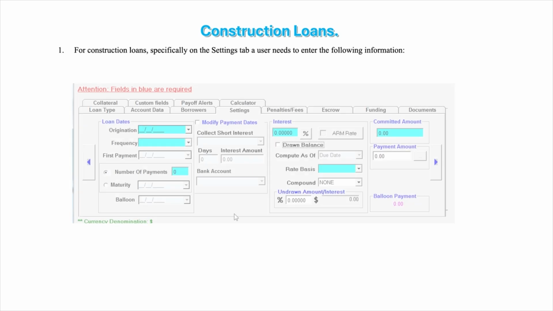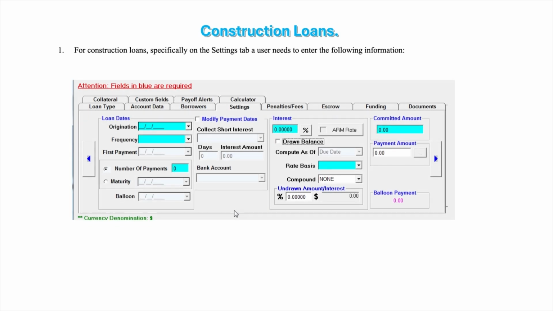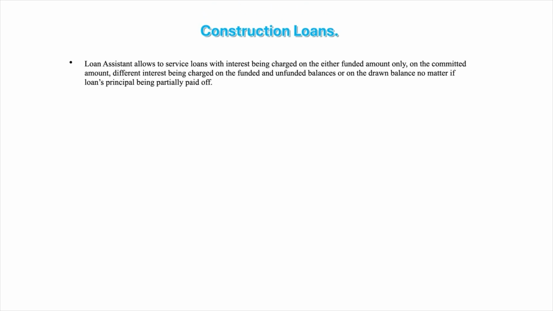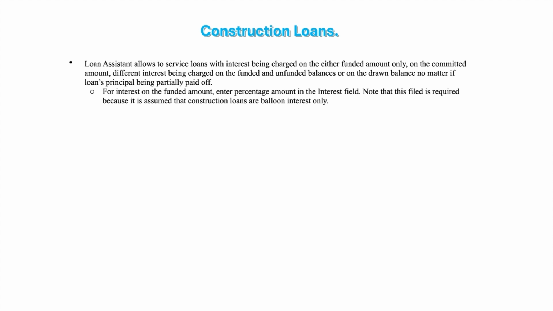For construction loans, specifically on the Settings tab, a user needs to enter the following information. LoanAssistant allows you to service loans with interest being charged on the funded amount only, on the committed amount, different interest being charged on the funded and unfunded balances, or on the drawn balance, no matter if the loan's principal is partially paid off. For interest on the funded amount, enter the percentage amount in the Interest field.